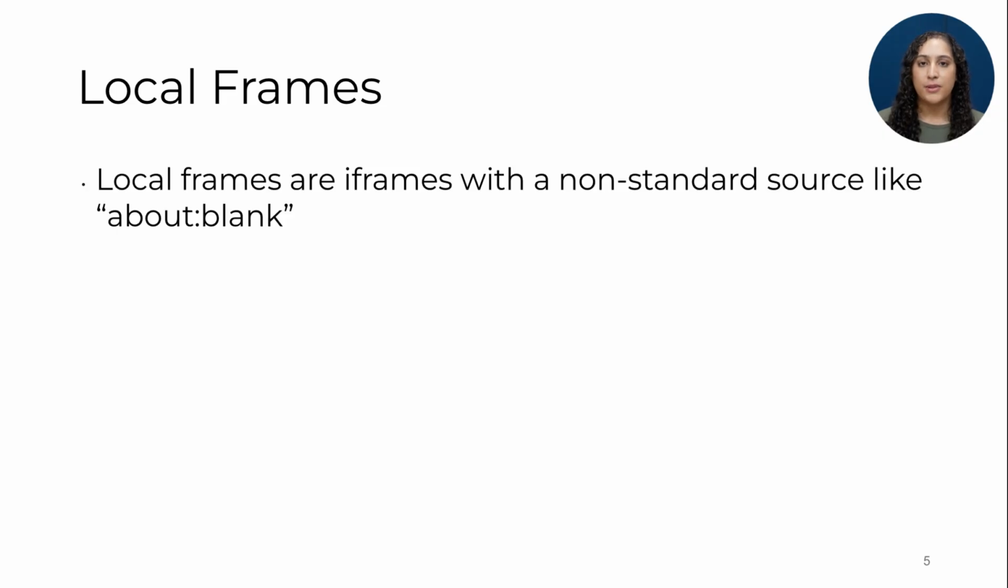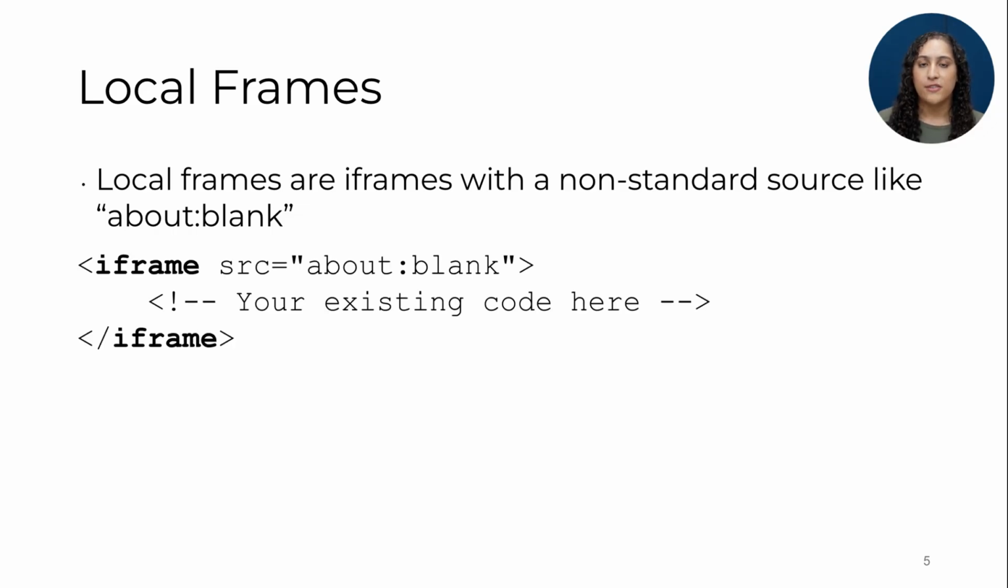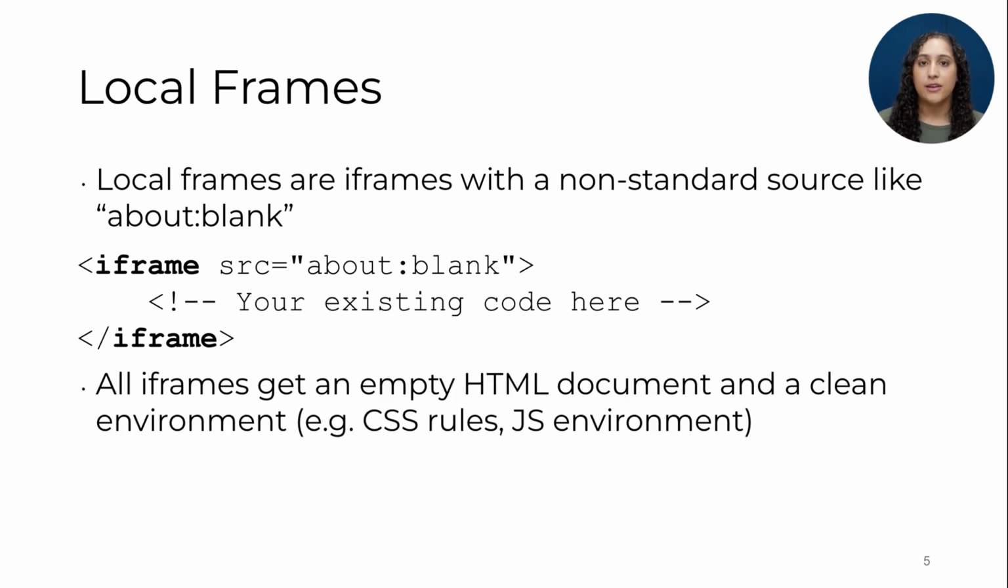A local frame is simply an iframe with a non-standard source like about:blank. Now normally iframes are used to pull in third-party content, but here you can just think of it as a wrapper, where you can dynamically add your content and then have a very useful isolation mechanism. Local frames, like all iframes, get an empty HTML document, no CSS rules, a clean JavaScript environment, and so this is great for isolating certain code in your first-party website from the rest of your content.